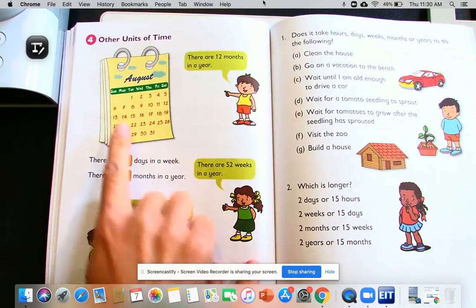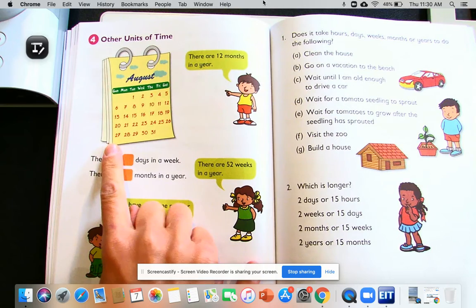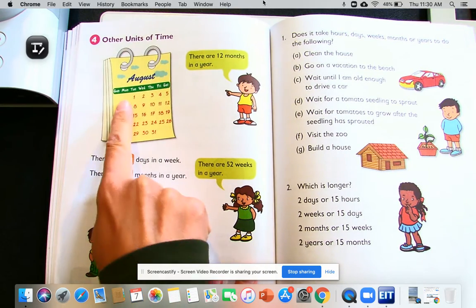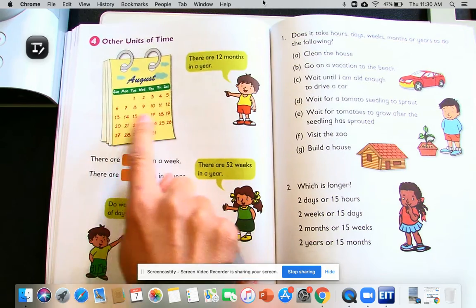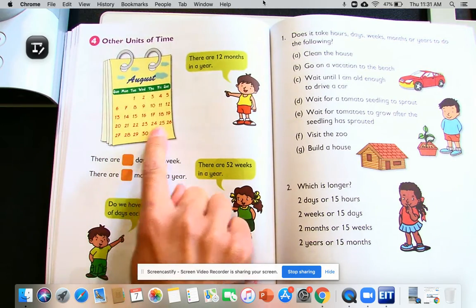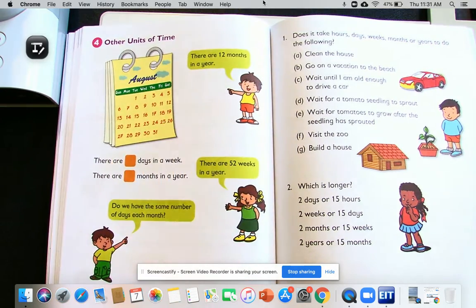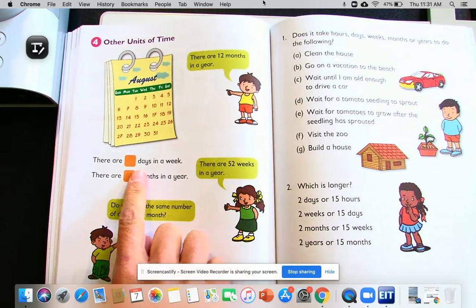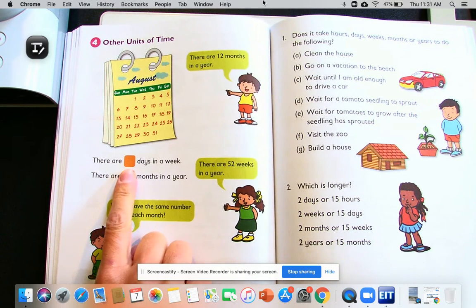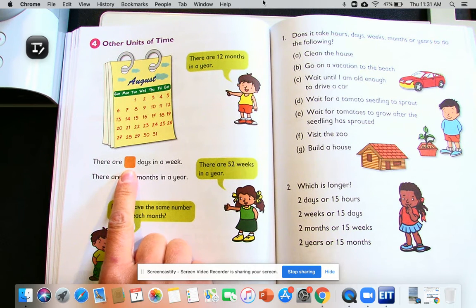And if we look at our little calendar here, we can see that in most months, 1, 2, 3, 4, 5, there are about 4 or 5 weeks in every month. All right. We also know that there are blank days in a week. How many days do we have in a week? That's right. There are 7. There are 7 days in a week.